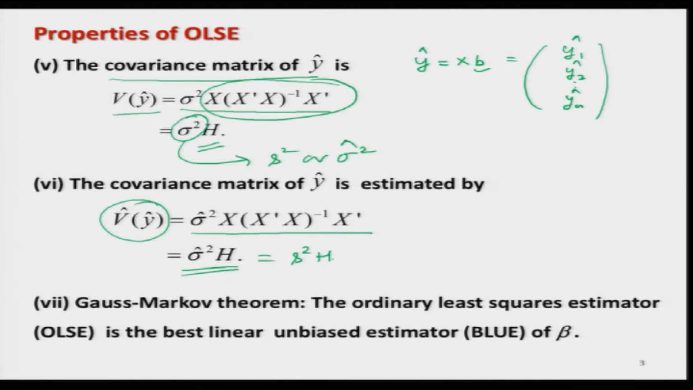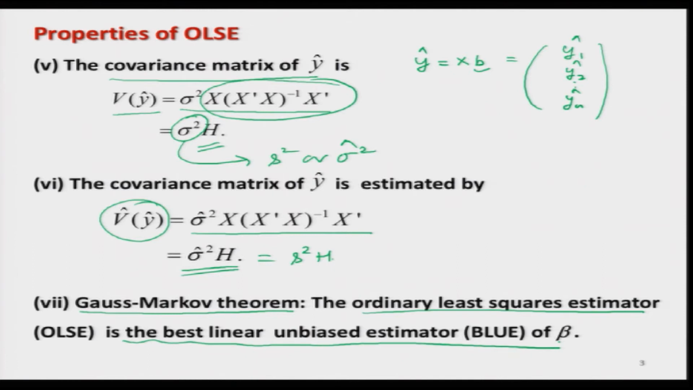Now, next we have a theorem which is very important for us, which is called the Gauss-Markov theorem. This theorem helps us in taking a final call on whether the ordinary least square estimator, which you have obtained to get the values of the unknown parameters on the basis of a given sample of data, is good or bad. So this theorem states that the ordinary least square estimator of beta, what you have obtained here, is the best linear unbiased estimator of beta.